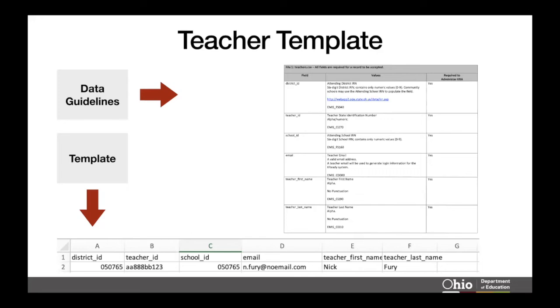What you see on the right, the arrow pointing to the right, points to what you would see in the data guidelines document about that particular template. And then the arrow pointing down is just a snapshot of the header row, if you will, of that particular template. Follow this process throughout as we look at all of the templates.